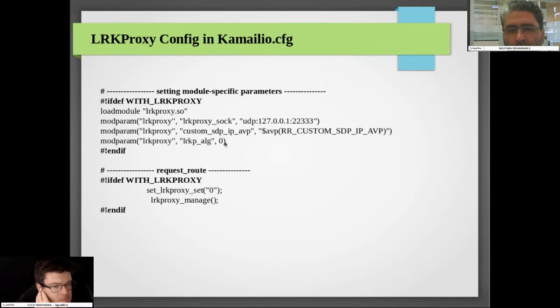Probably in your network or in your solution, you want to use another attribute value pair as IP. You can set this parameter, and here you define the algorithm if you have multiple nodes as LRKProxy. And it's very straightforward to use LRKProxy, or call LRKProxy and manage.